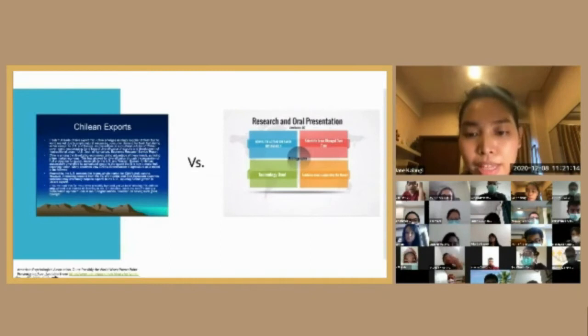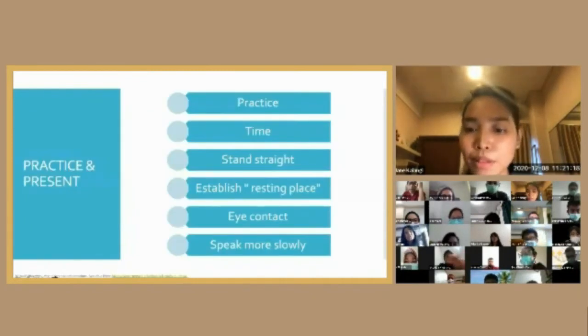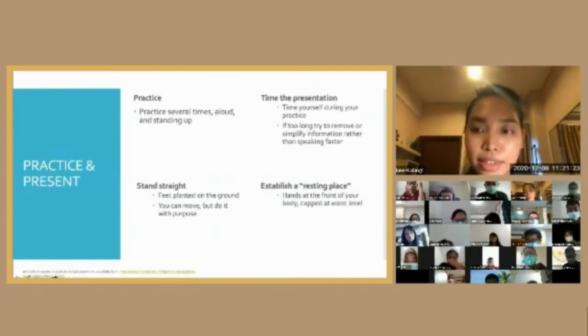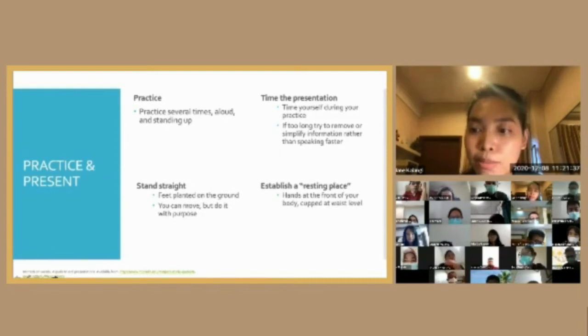So the third P and the last P is to practice and present. Next. So before your presentation, make sure you practice several times again and again. It's best to practice in front of your teachers or your colleagues so that you can get some feedback from them and also some areas to improve. And the second point is also to time your presentation. Make sure it is within the given time.